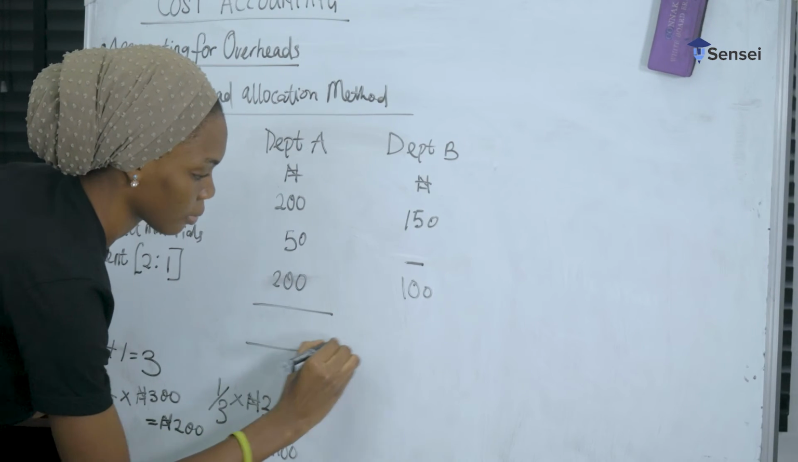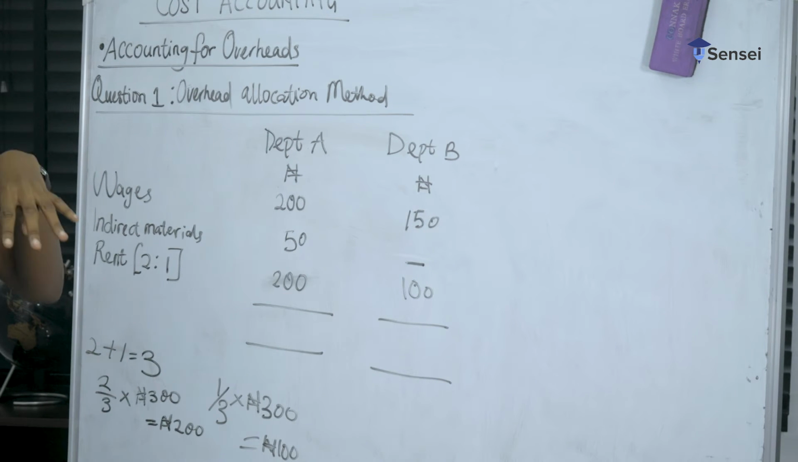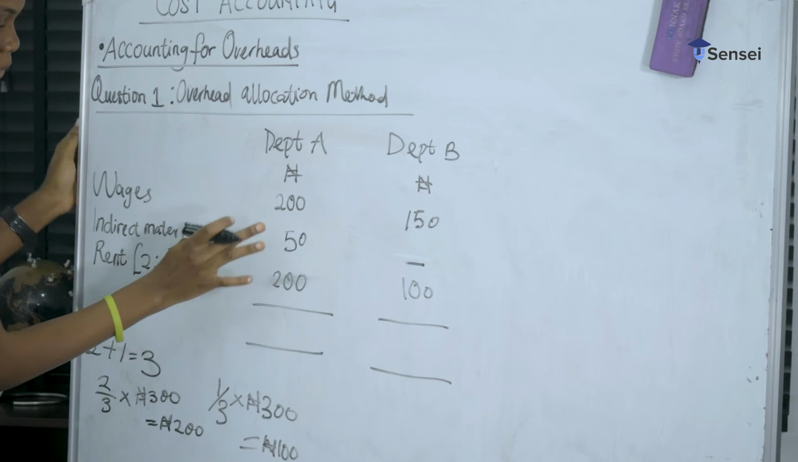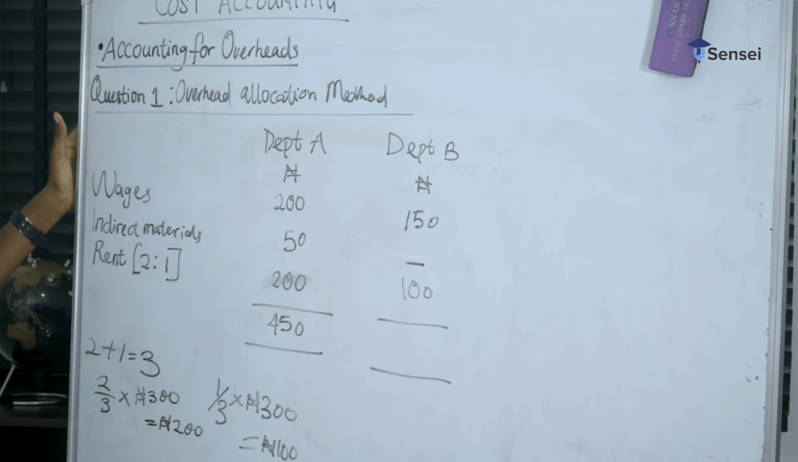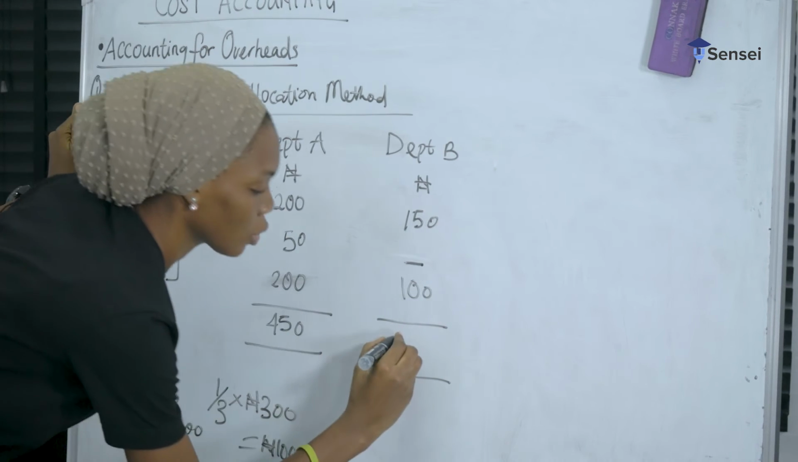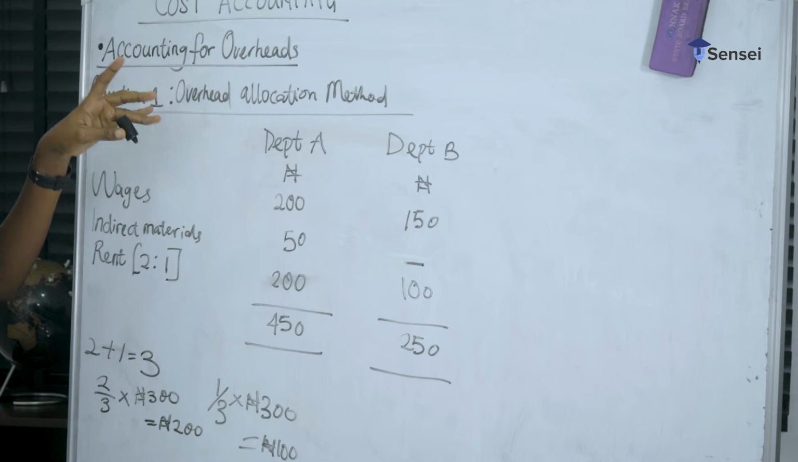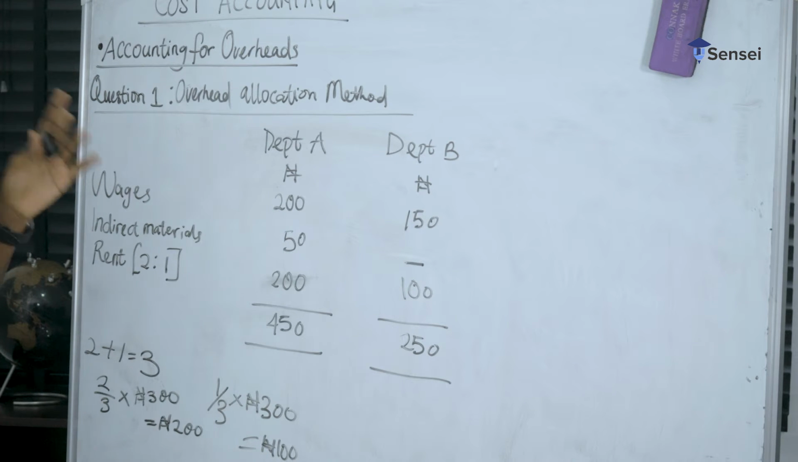Then we sum it up. Therefore, the total overhead incurred in Department A would be 200 plus 50 plus 200, which will give us 450 naira, while the total overhead costs incurred in Department B will be 250 naira. So this is how the question is solved using the overhead allocation method. In the next example, we solve the question using the overhead apportionment method, which will also include one for production departments and also for service departments.